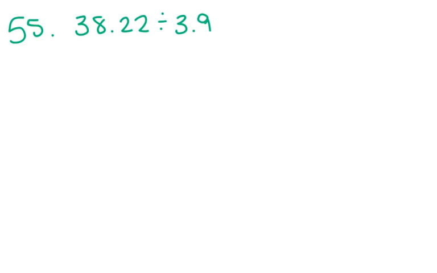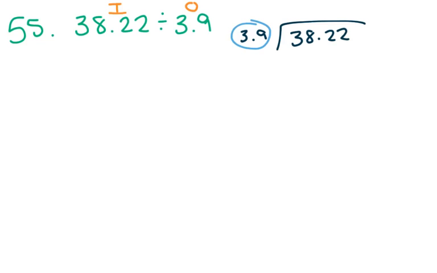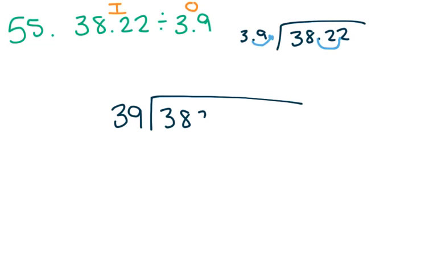Okay, inside, outside. So now let's set up our house. We have 38 and 22 hundredths divided by 3.9. Now remember, when you have a decimal in your divisor, you're going to move it to the right till you get a whole number. And you'll move it the same number of places in your dividend. Okay, so now we have 39 divided by 382.2.